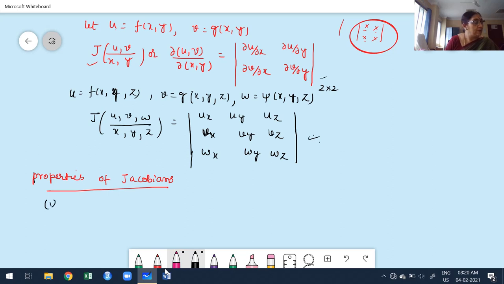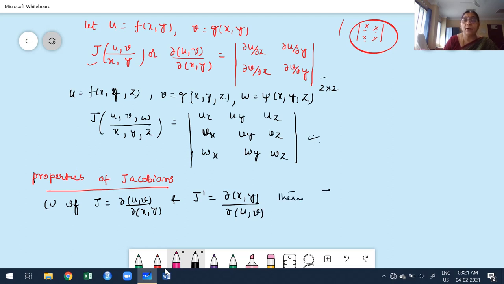The first property is, suppose J denotes the Jacobian of UV with respect to X and Y, and J dash denotes the Jacobian of XY with respect to U and V, then the product of these two Jacobians, J into J prime, is nothing but 1. Here 1 means the identity determinant, just like 1, 0, 0, 1. What's the value of this identity determinant? It is 1.